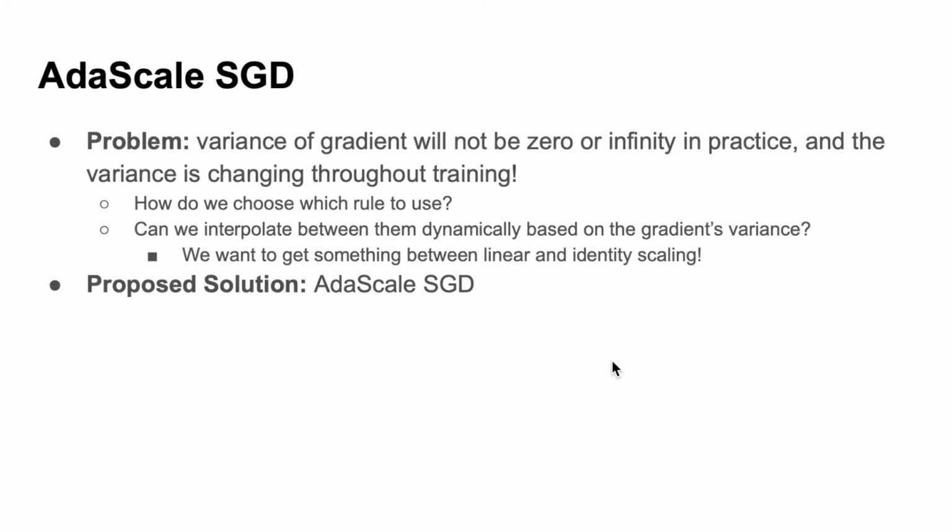So at this point, the authors had proposed two possible scaling rules, the linear scaling rule and the identity scaling rule. And these are optimal when the variance of our gradient is either infinity or zero. But the issue with this is that in practice, the variance of our gradient is not going to be either zero or infinity. It's going to be somewhere in between these two extremes. So we need a way to find out which one of these rules we actually need to use, or even possibly interpolate between them based on the variance of our gradient. And this is the main idea behind AdaScaleSGD: finding a way to interpolate between these two optimal rules based on the variance of our gradient dynamically during training.